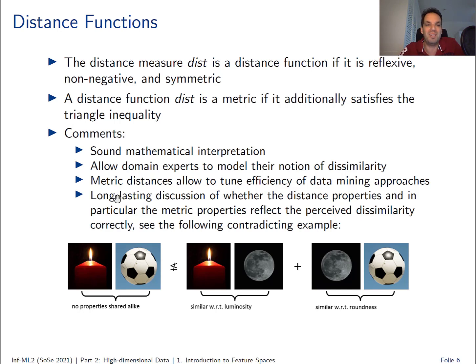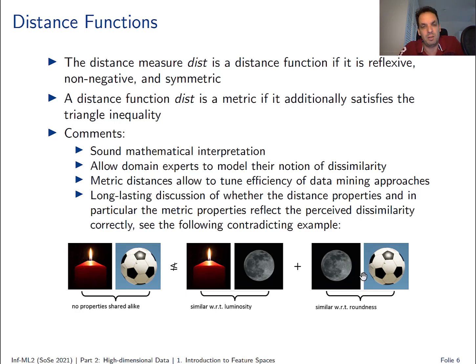Yeah? But once again, there is actually a long-lasting discussion whether or not these metric distances, especially the triangle inequality, are really what we as humans have in our intuition. Yeah? So here is a kind of contradicting example. If the triangle inequality holds, the distance between these two images must be smaller or equal than the distance between those two plus the distance between those two. Yeah? And if you have a closer look at this, this sum here must be larger or equal than this distance here.